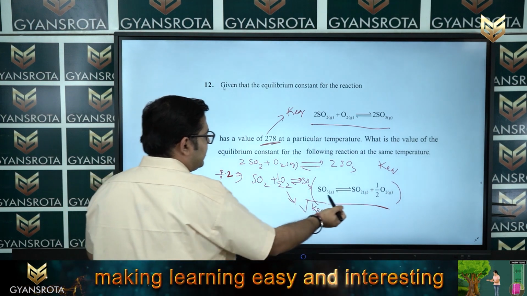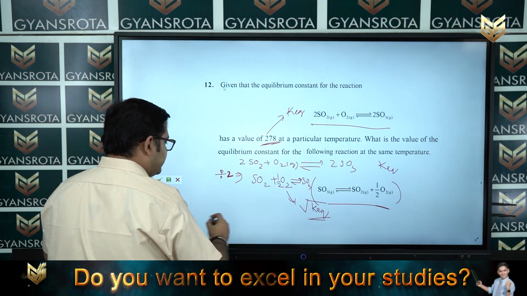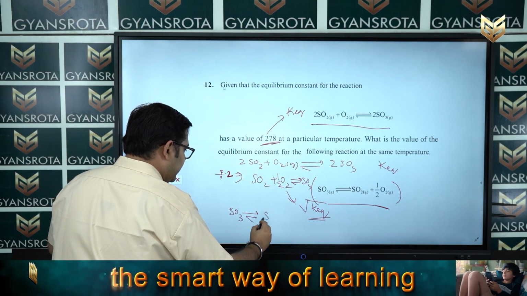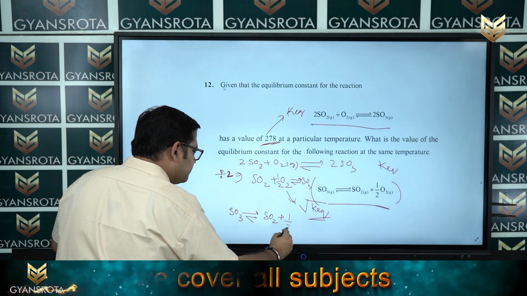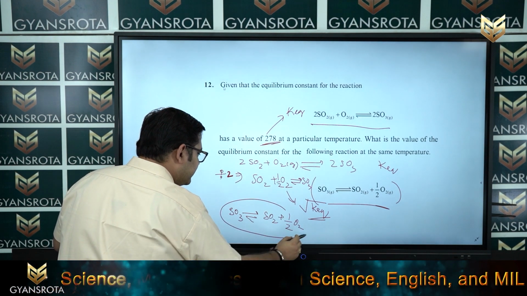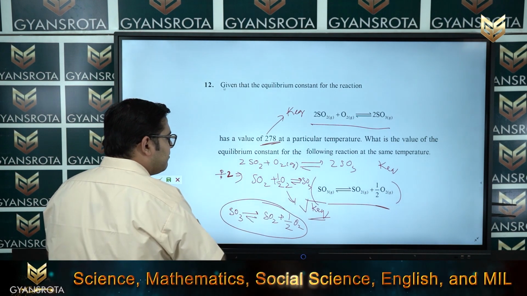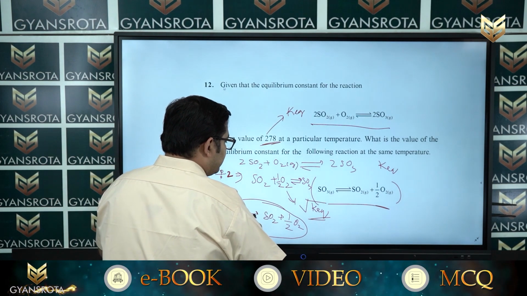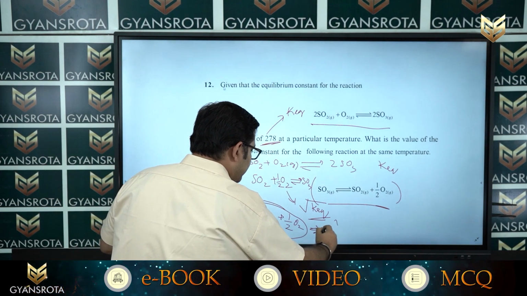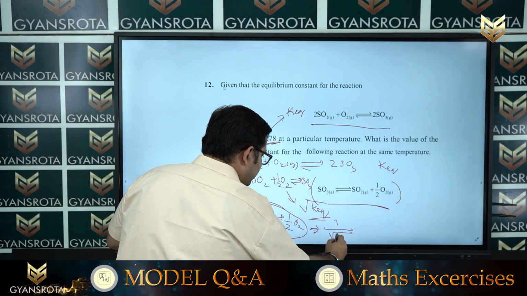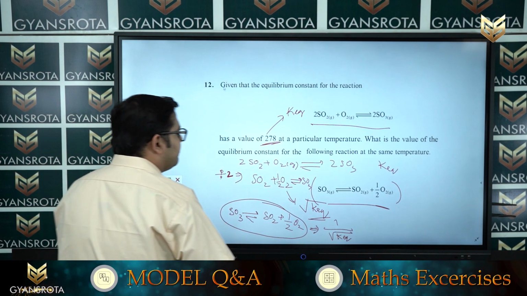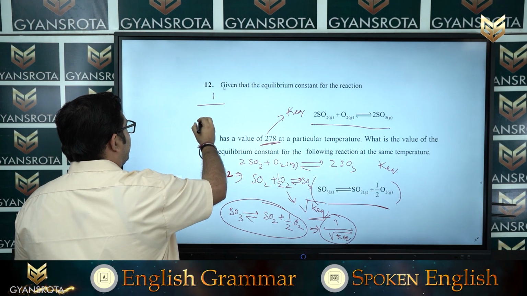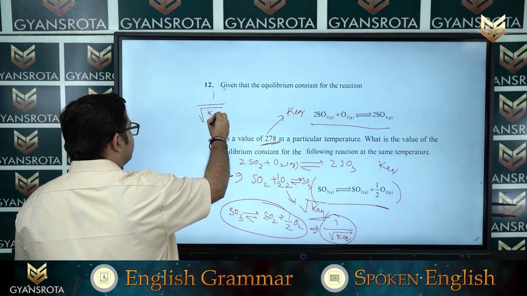Now, again they reverse this reaction. It means SO3 will be on the left and you get SO2 and half O2. So this is our resultant equation, which is similar to the question. Now what happens to the K equilibrium? If I reverse the equation, then the equilibrium value will be the reciprocal, that is 1 by K equilibrium. So we have to find 1 by root over K equilibrium.